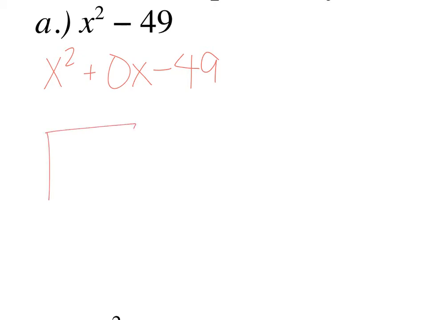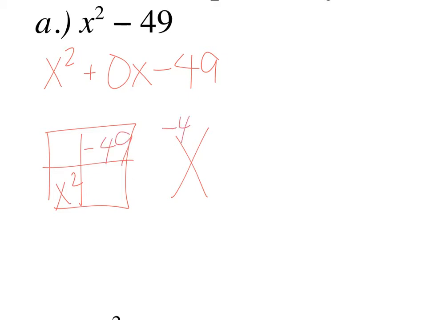So I'm going to set up my rectangle, I'm going to set up my diamond, and I'm looking for two numbers that multiply to give me negative 49x squared, and add to give me 0x. Anytime you have 0 in the bottom of the diamond, your two sides of the diamond are going to be opposites of each other. So in this case, it's going to be 7x and negative 7x, because a 7 and a negative 7 would give you 0 and multiply to give you negative 49.